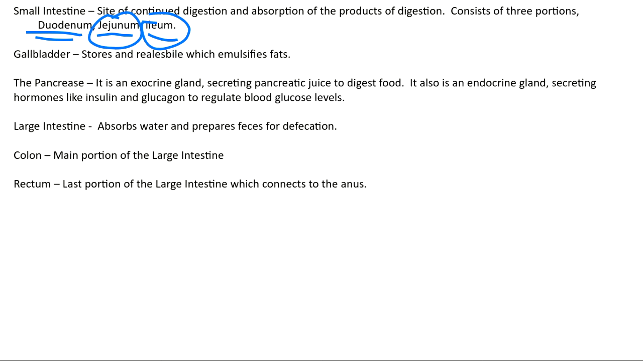Remember the gallbladder. Remember the gallbladder stores and releases bile. That's what I tried to write there. Stores and releases bile. And remember, I said that it emulsifies fats. It breaks the fats apart into smaller, more easily digestible portions.